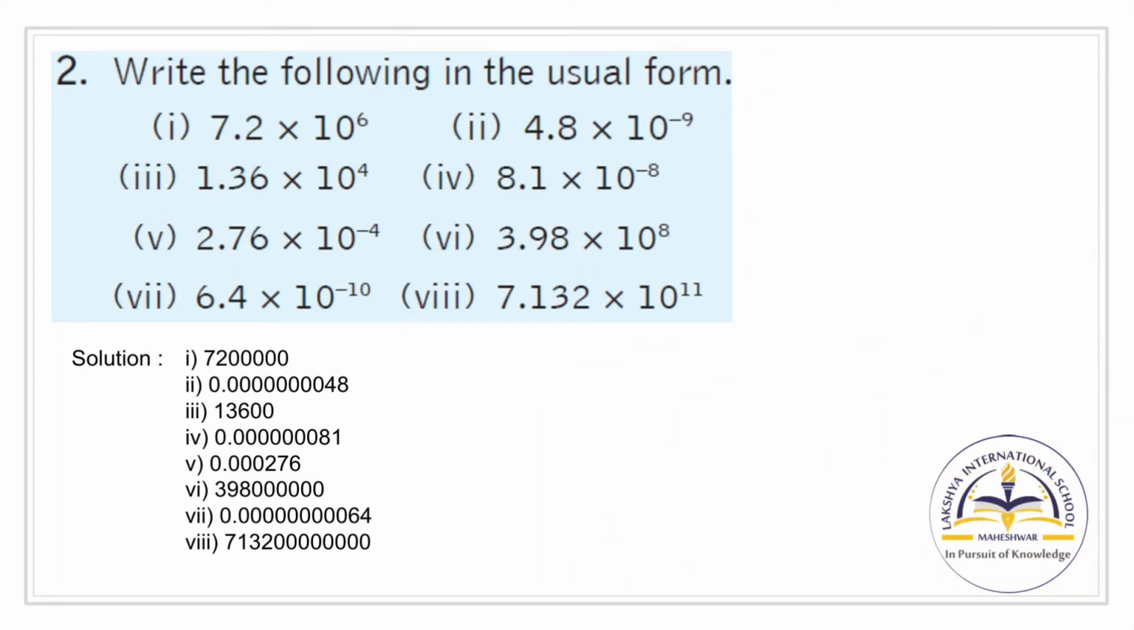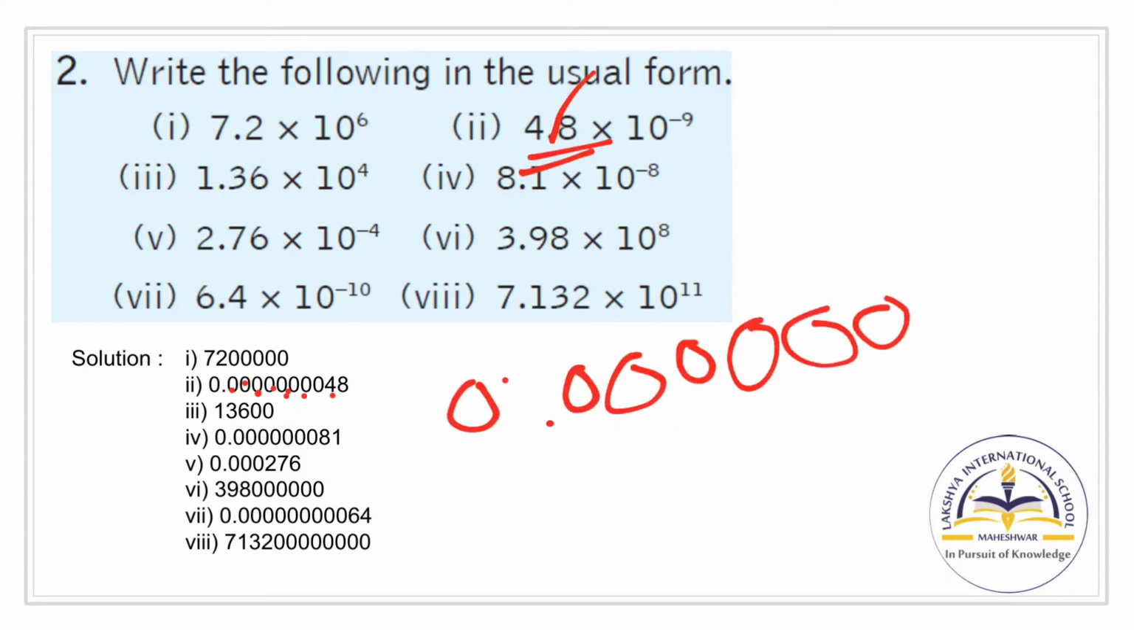Now 4.8 into 10 to the power minus 9. So for minus 9 there will be 8 zeros. 1 2 3 4 5 6 7 8. Why 8 zeros? Because you can see there is one decimal point here, so 0.1 2 3 4 5 6 7 8.